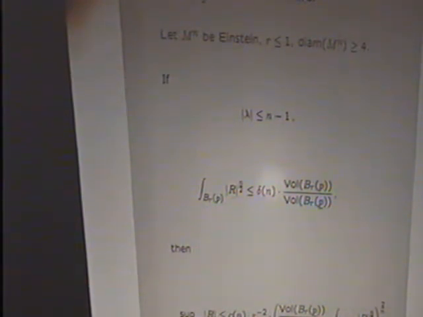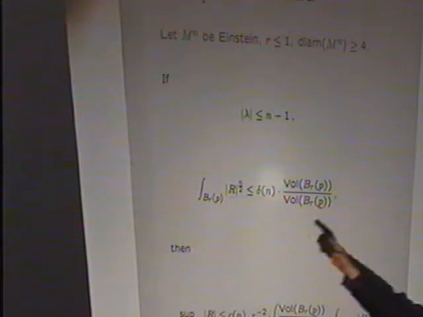Now the power n over 2, why n over 2? So this is like the critical case of the Sobolev inequality. If you had anything bigger, it would be like curvature is actually bounded. One thing you can see, even if you don't know about the Sobolev inequality, is that this quantity on the left is scale invariant.